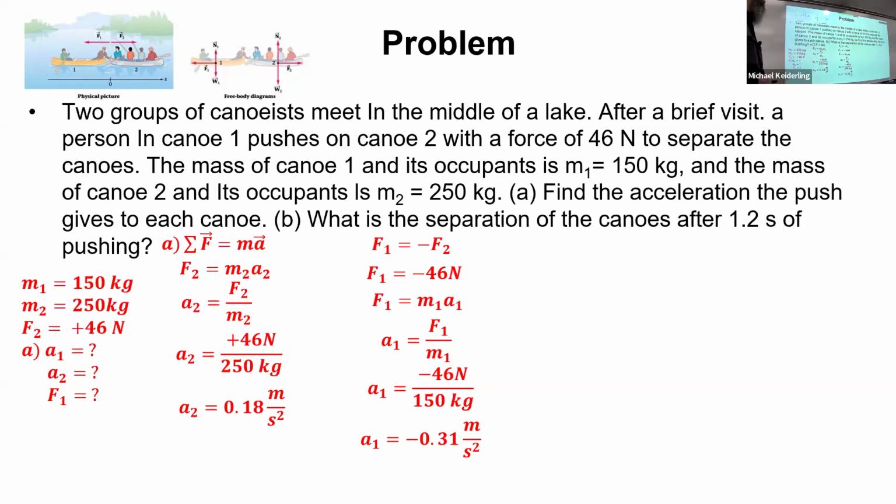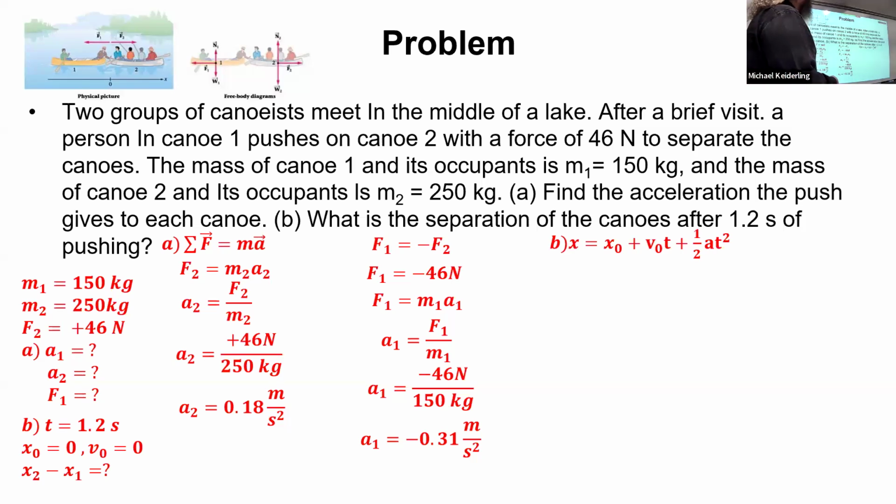And to figure out the separation, well, canoe 2 is accelerating at 0.18 meters per second squared in the positive x direction. Canoe 1 is accelerating at negative 0.31 meters per second squared in the x direction. They both start at the origin. So we know the time is 1.2 seconds. We know x0 equals 0, v0 equals 0. And we're interested in what x2 minus x1 is.